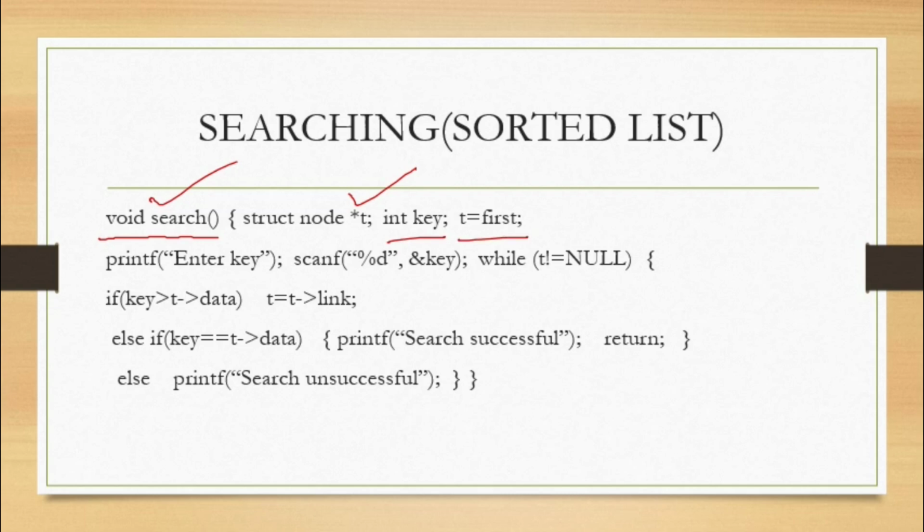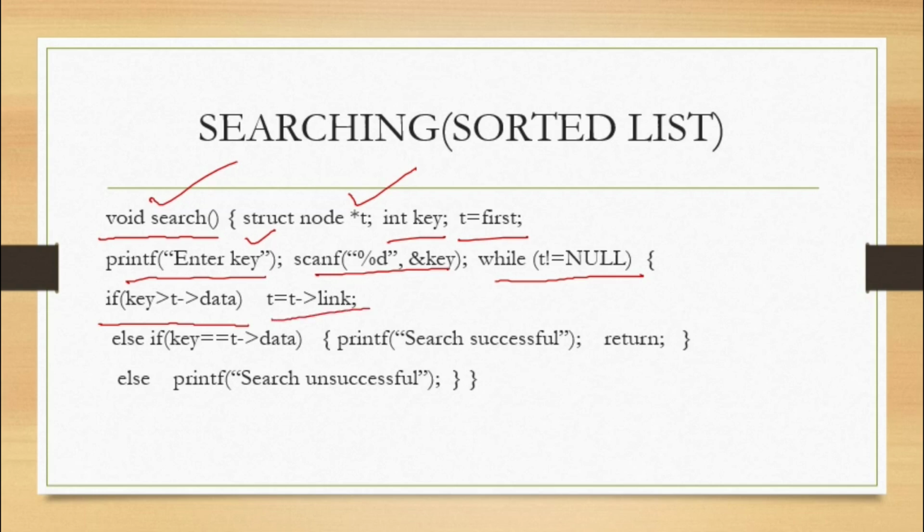Then you enter the key here. This is for displaying, then here you will enter the key. While t is not equal to null, this needs to go on executing again and again. What you need to do is if key is greater than t of data, that means the element you are finding is not the element which you are looking for, so you have to go forward.